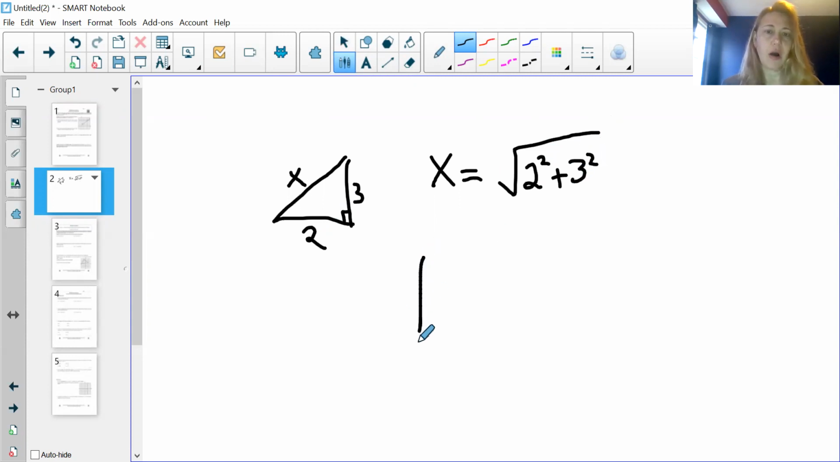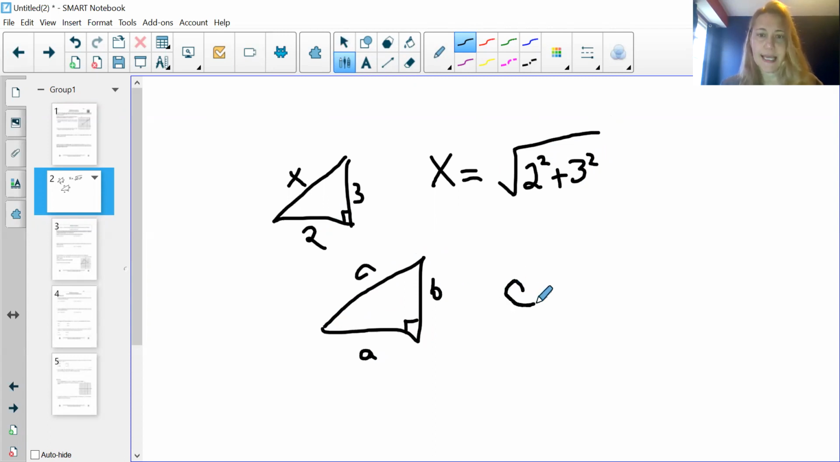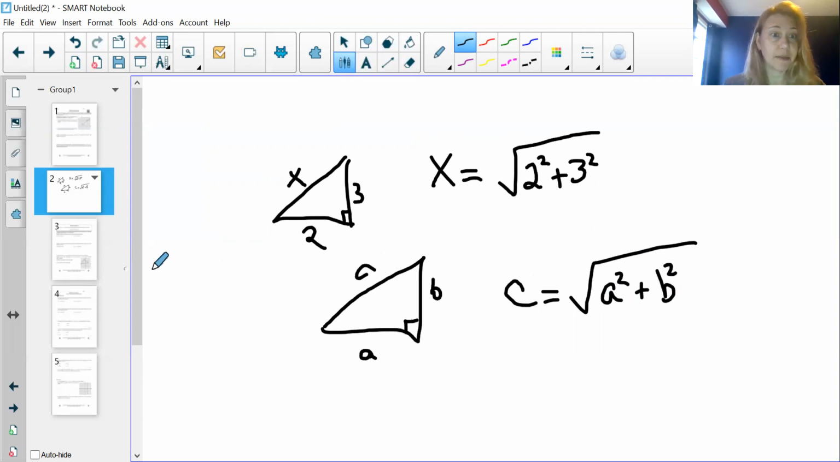Okay, so that they know that C, now of course, they're still young and they still get a little bit upset if you do too many letters and not enough numbers, right? But this would be a formula that C, the hypotenuse, is equal to the square root of the leg squared. That's going to help them start to recognize when we use the distance formula that you're simply finding the hypotenuse of a right triangle.